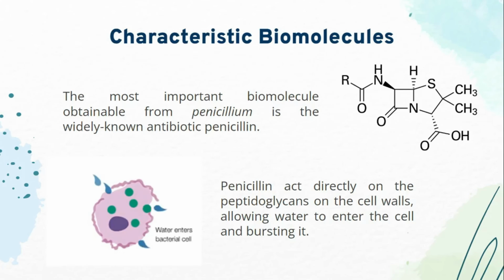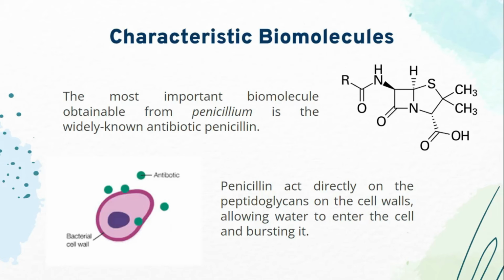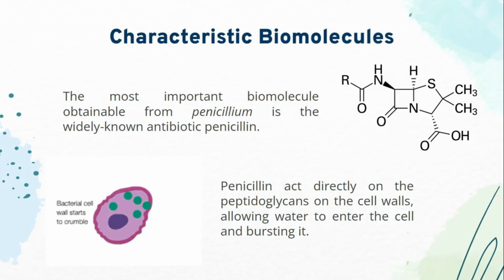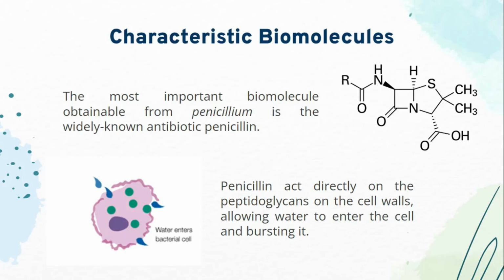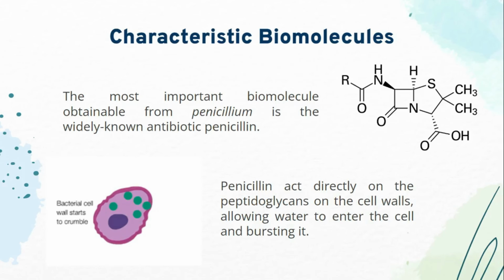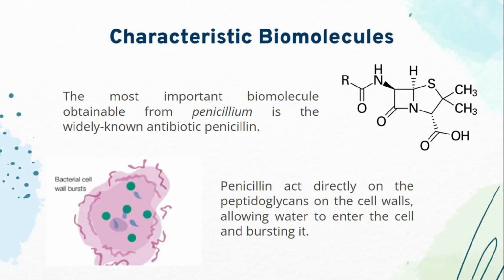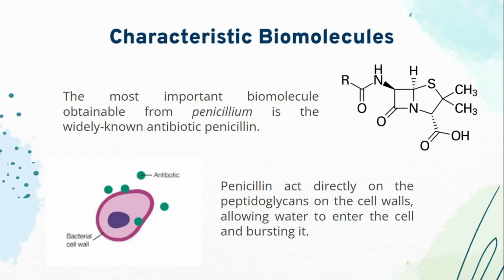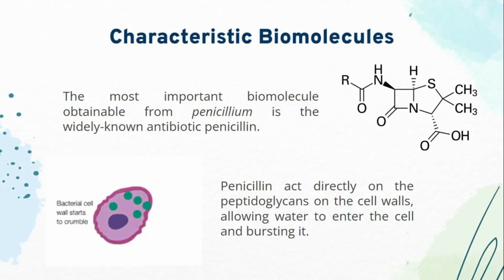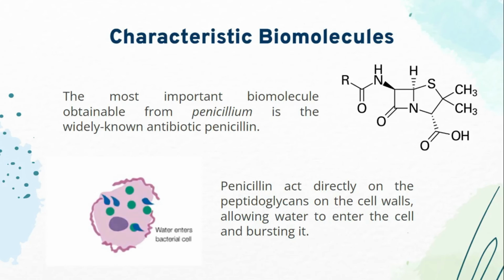The most important biomolecule characteristic of Penicillium is the widely known antibiotic penicillin, the first of its kind and a worldwide used medicine for the elimination of bacteria. Penicillin works in a simple way. It acts directly on peptidoglycans in the cell walls of bacteria, and when a bacterium multiplies, small holes open in its cell walls. Then, new peptidoglycans fill up these holes. However, when penicillin is present, it prevents the peptidoglycans from closing the holes in the cell wall by blocking the protein structures. Then, because of these holes in the cell walls, water enters the cell from the surrounding fluids and immediately kills it.